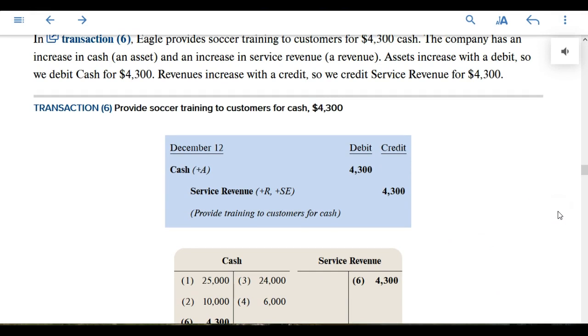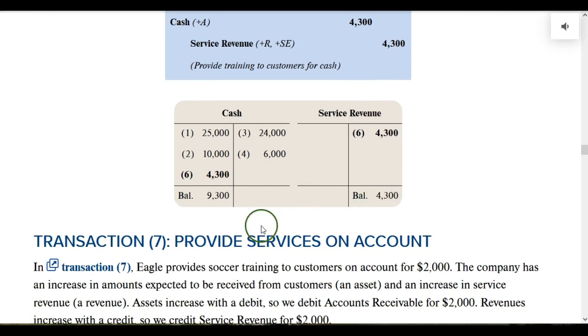Here's where we provide training to customers and they pay us cash. So cash goes up $4,300. Why did this cash come in the door? Because we earned the money. So this is a revenue account. Also impacts stockholders' equity. So we're increasing revenues with $4,300, increasing cash $4,300. Here are the T accounts. Cash is now up to 9,300. Add all these, subtract all these. Service revenue, this is our first revenue, went from 0 to 4,300.